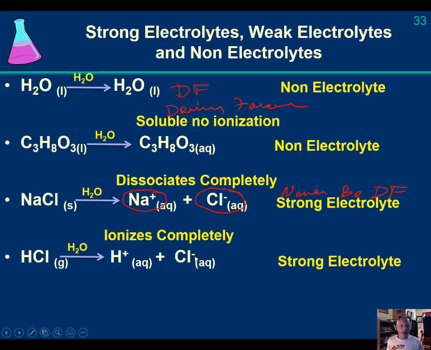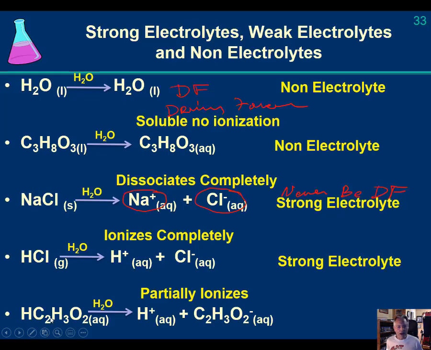Now, that doesn't mean that chloride ion can't be associated with a driving force, or that hydrogen ion can't be associated with a driving force. But if it's HCl, it can never be a driving force because it is a strong electrolyte. Now this is a weak acid. This is acetic acid. It's a weak acid.